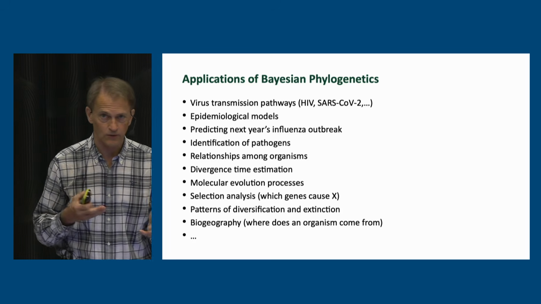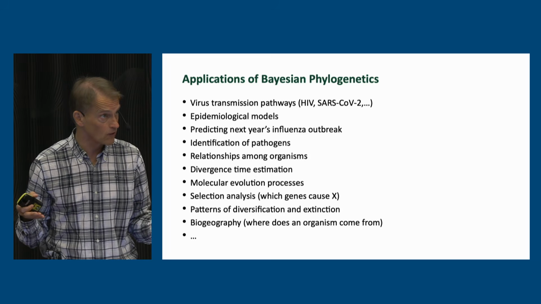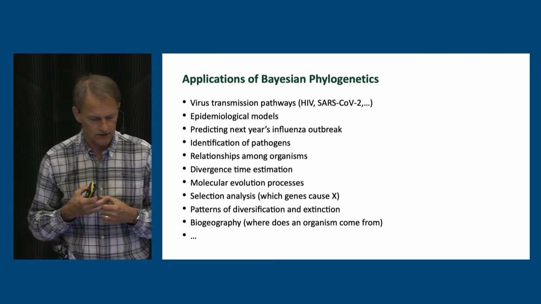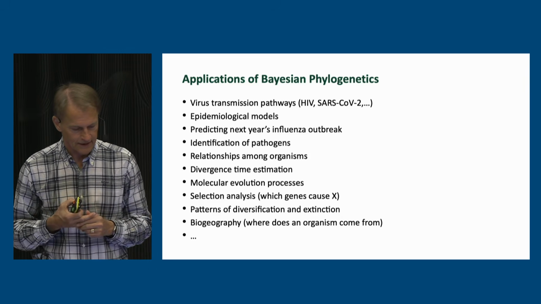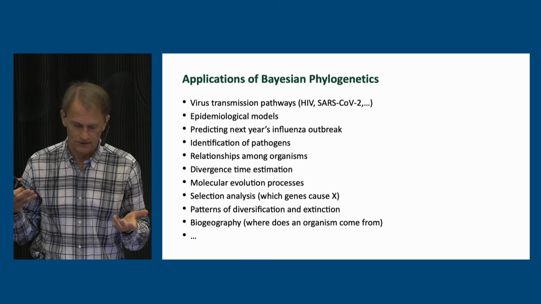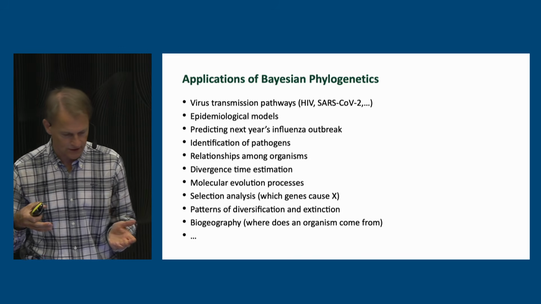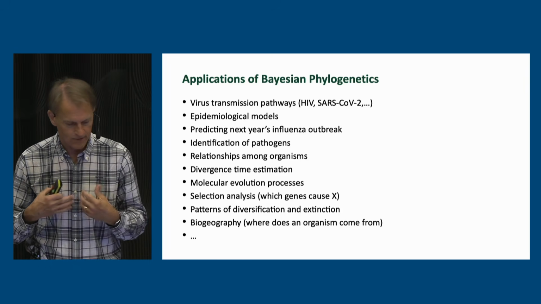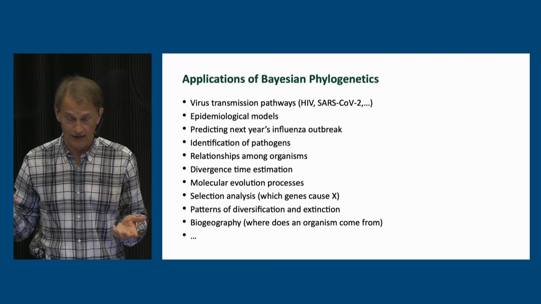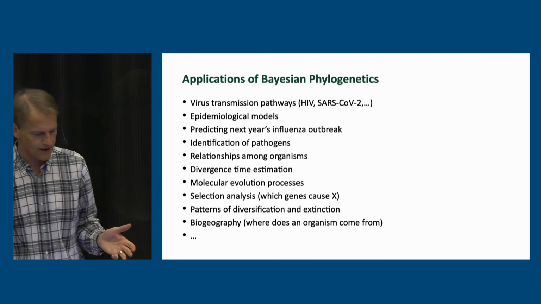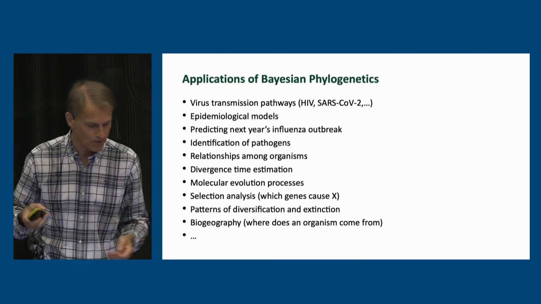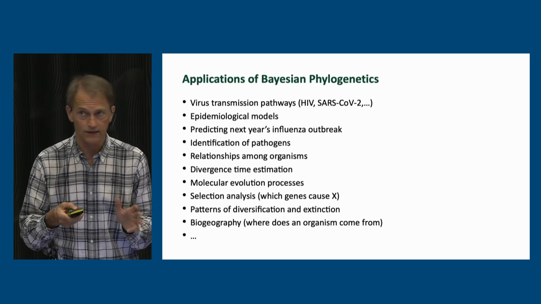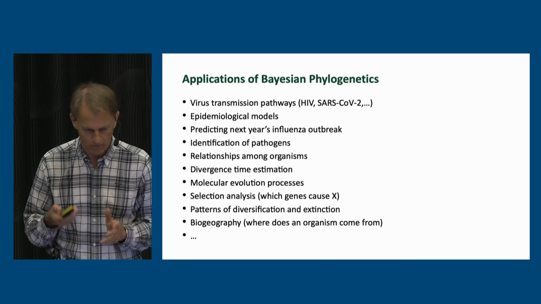In classical biology, we're using these methods to study relationships among organisms. That's underlying how we classify them. Divergence time estimation is also based on this. In molecular biology, we're using them to study evolutionary processes, selection analysis, which genes cause some phenotypic trait X. In macroevolution, we're using them to study patterns of diversification and extinction over long periods of time. Biogeography, where does an organism come from? And the list just goes on. And it's one of the reasons why the software doing this gets widely used.